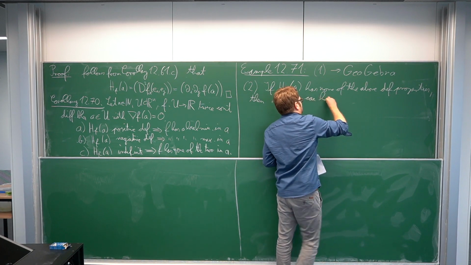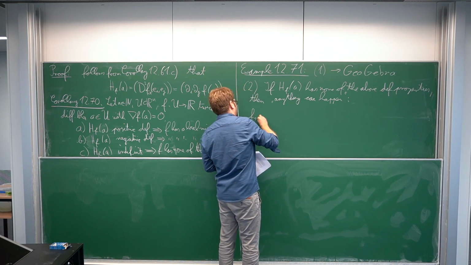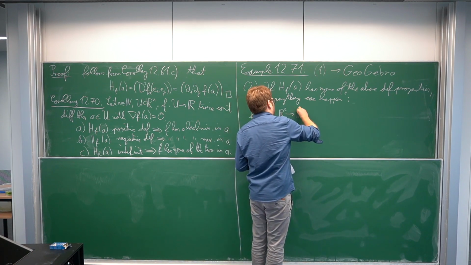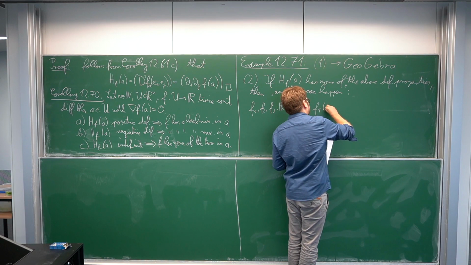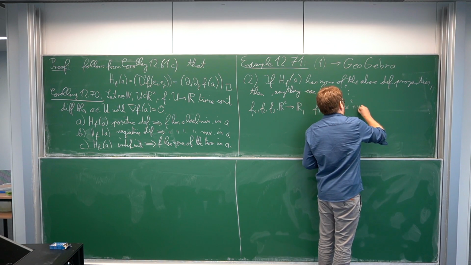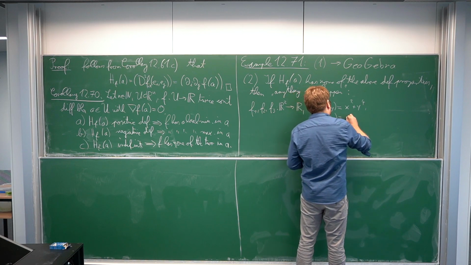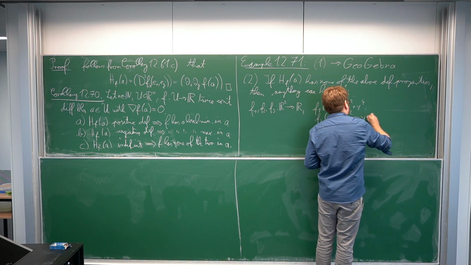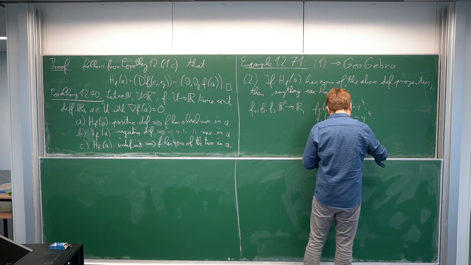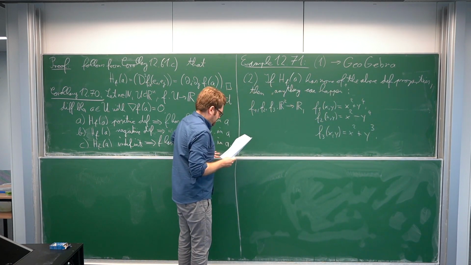And for this, I consider a concrete example. Namely, we consider three functions, f1, f2, f3, similar to the first part of the example, from R2 to R, where f1 of (x, y) is, and they now look very similar to the functions from above, x squared plus y to the 4. f2 of (x, y) is x squared minus y to the 4, and f3 of (x, y) is x squared plus y to the power of 3.